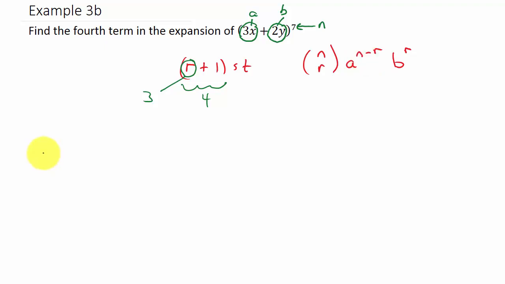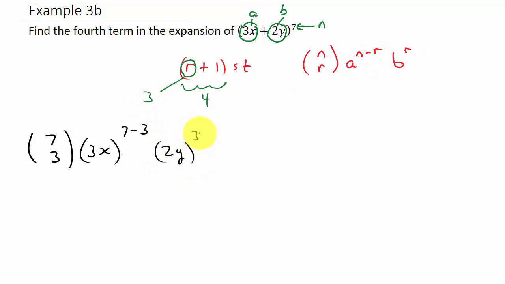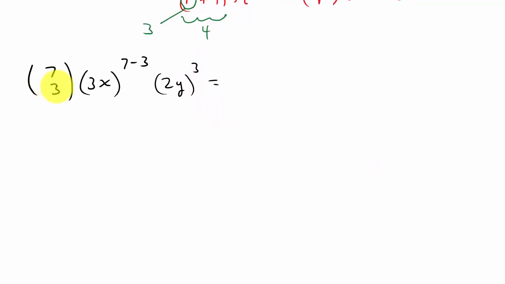So let's do that. I've got combination n, which is 7, choose 3, because r is 3, times a, which is 3x, raised to the n minus r, so that's 7 minus 3, times b, which in this case is 2y, raised to the r, and r is 3. So we need to calculate the combination 7 choose 3. We'll come down here and do that.